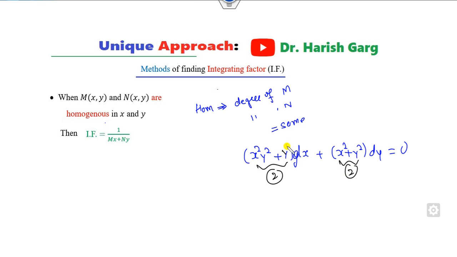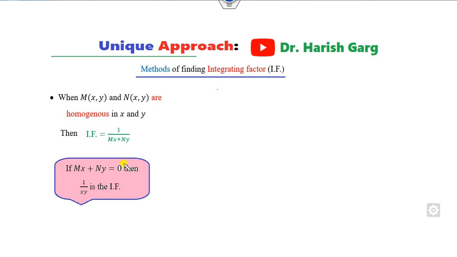Or I can say this is y to the power 4. Sorry, it's y4. So if I consider this as y4 and this as y square, now you can see the degrees are not the same. Once you prove that these are homogeneous functions, then you can write the integrating factor directly as 1 over Mx plus Ny. This is a very important tip for you. If Mx plus Ny is 0, then 1 over xy is the integrating factor.